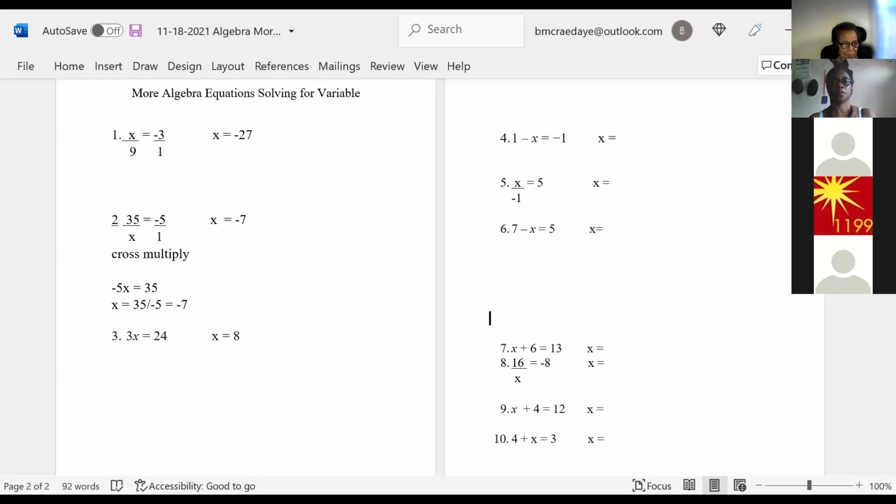Which numbers are we doing? 4, 5, and 6. Number 4, 1 minus x equals minus 1. Number 5, x divided by minus 1 equals 5. Number 6, 7 minus x equals 5. In all cases you're solving for x.